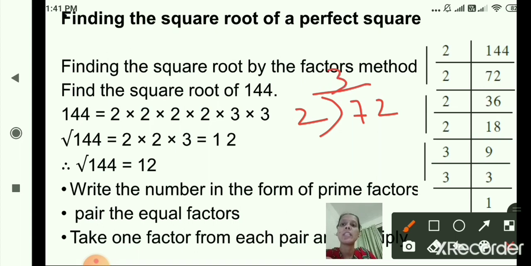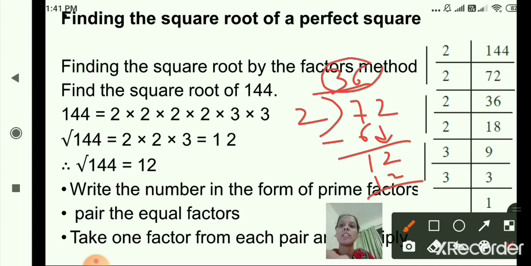2 3s are 6. 7 minus 6 is 1. 2 will come down. Again 2 6s are 12. So what we got here? 36, right? So as you can see here, I have written 36 below 72. Yes, I hope you are clear till here.